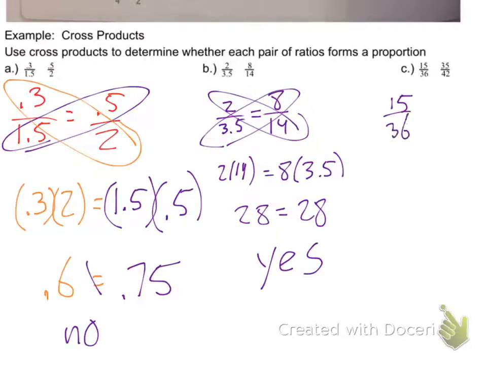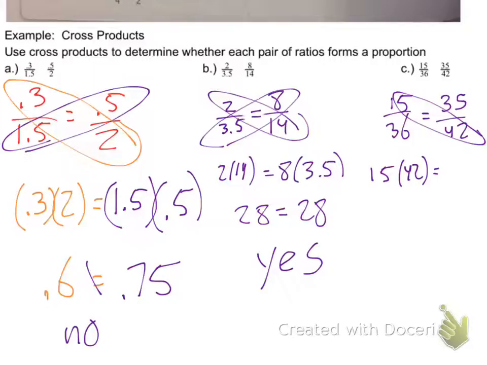15 over 36, we'll say, does that equal 35 over 42? What is your gut feeling on this one without even having to do this? Because these are fairly large numbers. First of all, 15 divided by 36. Is that more or less than half? It's less than half, because half of 36 is 18, right? Take a look at 35. Is 35 more or less than half of 42? It's more. So the answer to this one should be no. But we still have to write it.